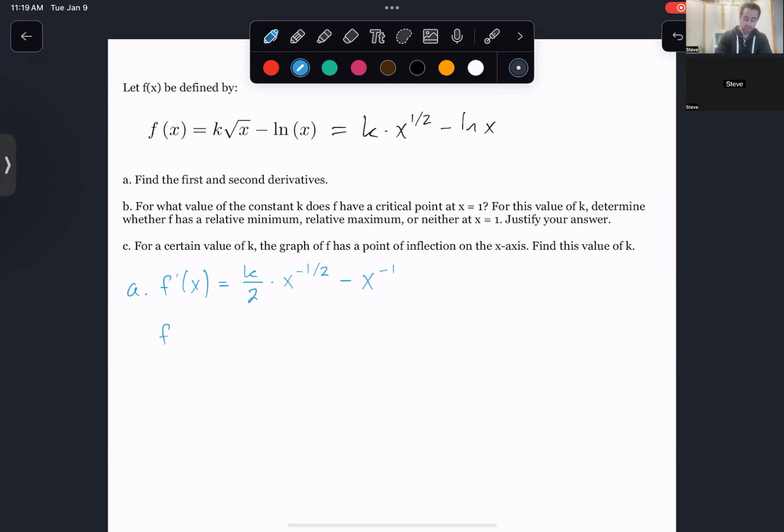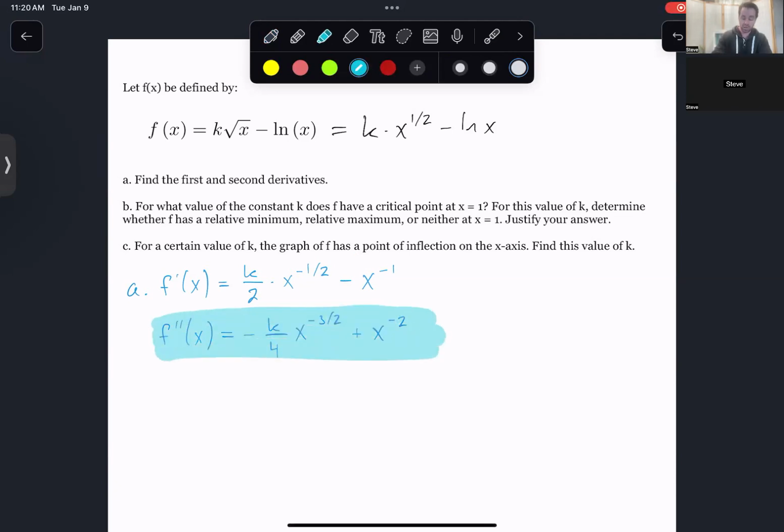Let's get the second, f double prime. Now both parts can be gotten by applying the power rule. Take the negative 1/2 down. That will become negative k over 4 because it's multiplied by negative 1/2. X is now raised to the negative 3/2 power. And then take the negative 1 down. This becomes a plus, x to the power no longer of negative 1, but of negative 2. Okay, bingo. This is our second derivative, and this is our first derivative.